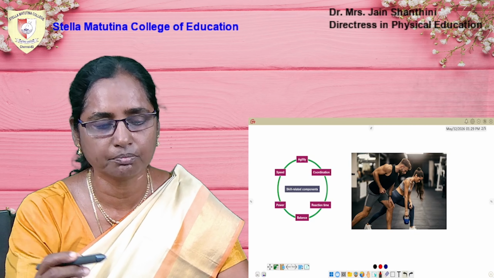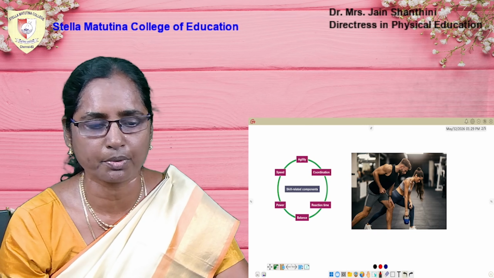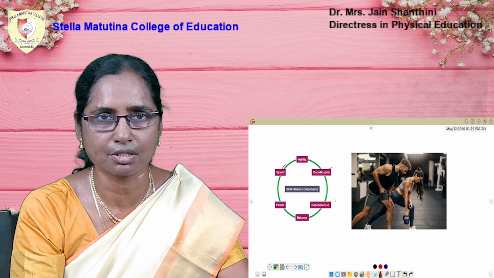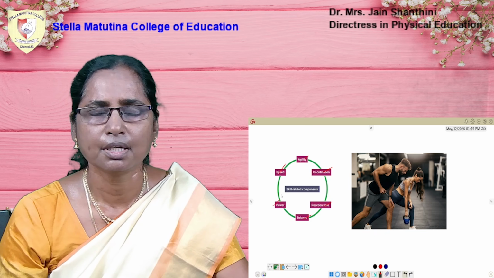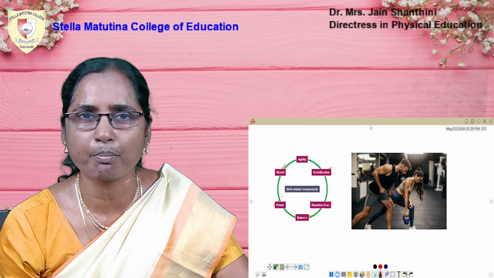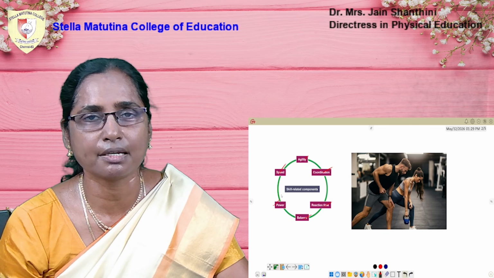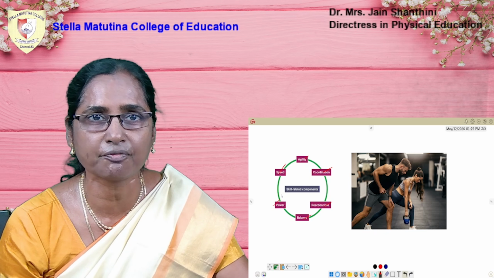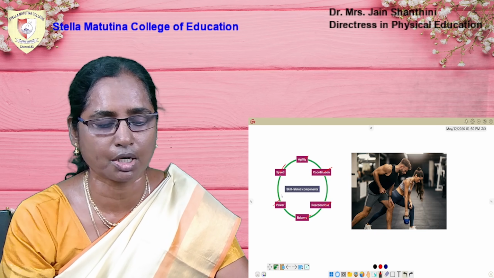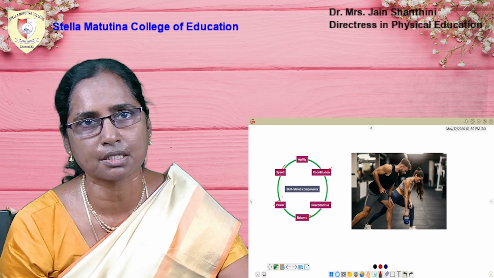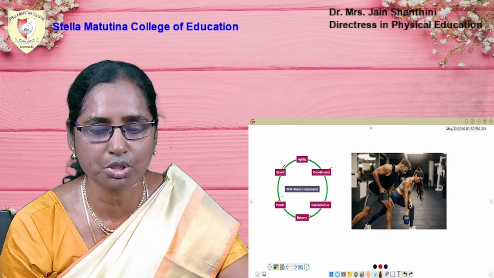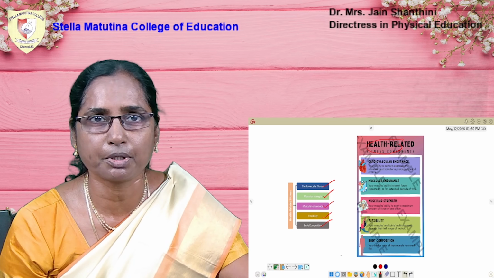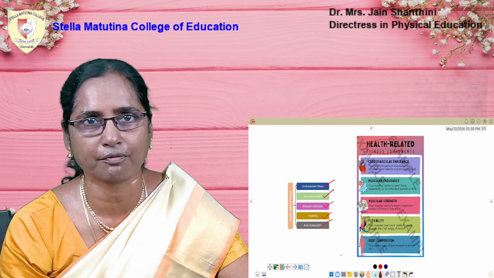The skill-related physical fitness components are speed, agility, coordination, reaction time, balance, and power. These skill-related components are practiced, and if you are in any of the sports activities, you can have specific exercises to improve all of them. But as an individual, you have to concentrate on developing your health-related physical fitness components.